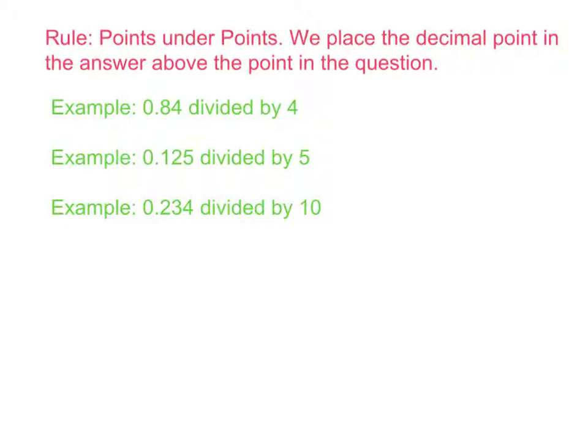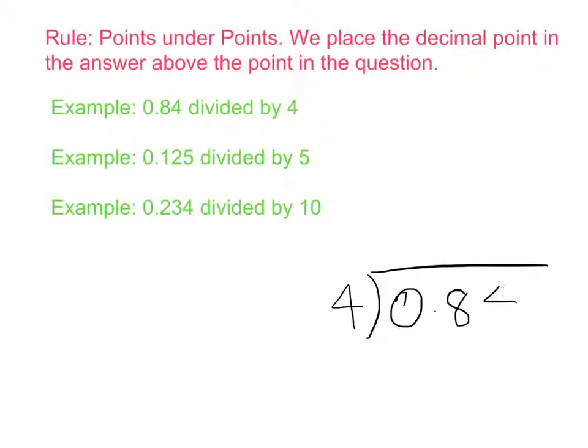So our first example here, we have 4. We write the whole number on the outside, divided by 0.84. So we work from the left over to the right. So we work from left to right. So our first thing, 4 into 0, 0. Decimal points under decimal points.